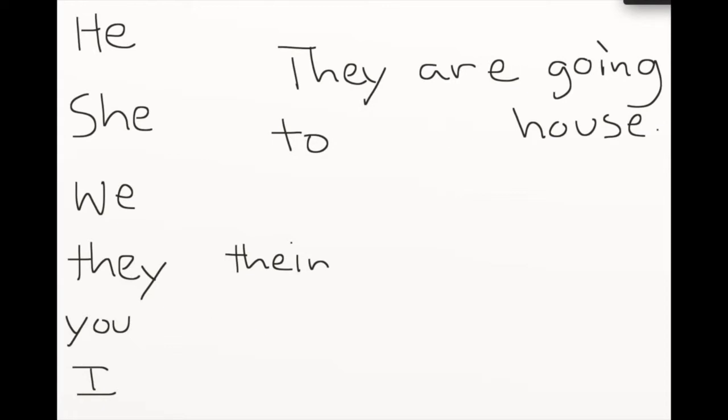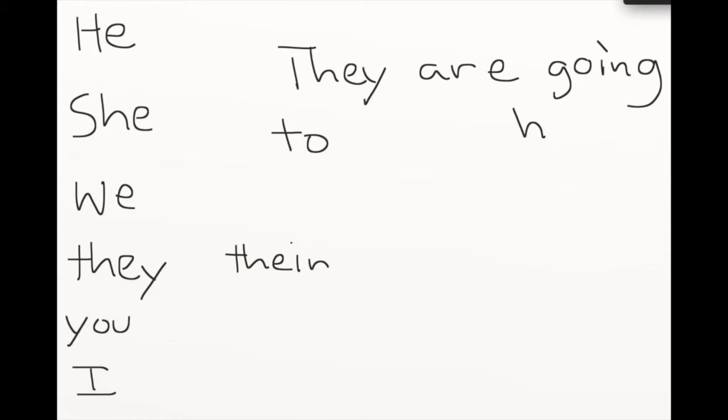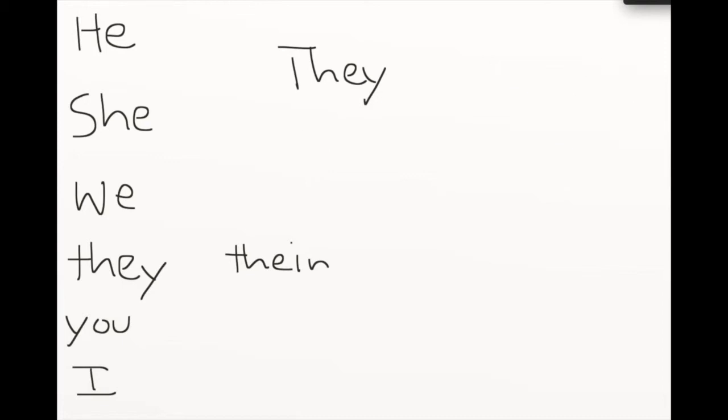Okay, and let's try I. For I, the possessive pronoun is my. They are going to my house. Okay, so you have the possessive pronouns that go with each pronoun, and then you can mix them up depending on what you are talking about with people.